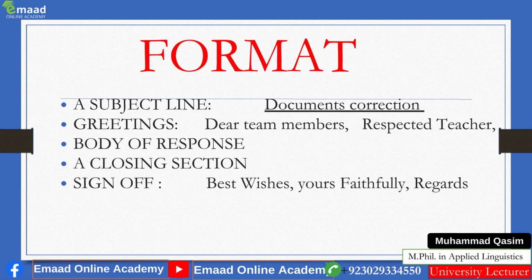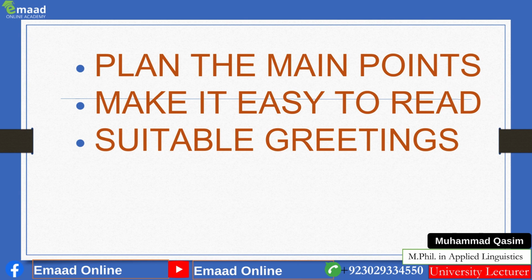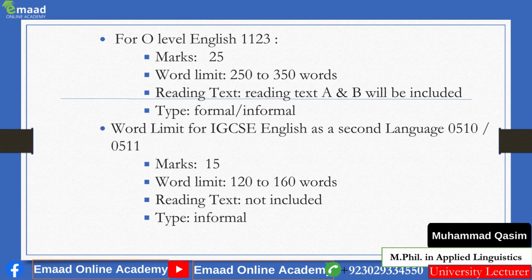The structure of a formal or semi-formal email is usually in three parts that I have already discussed. Then make it easy to read, like underline, bold, or make bullet points in your email if there are some aspects, some facts and figures. Then use suitable greetings. So here is now the mark scheme for your email writing in your exam.